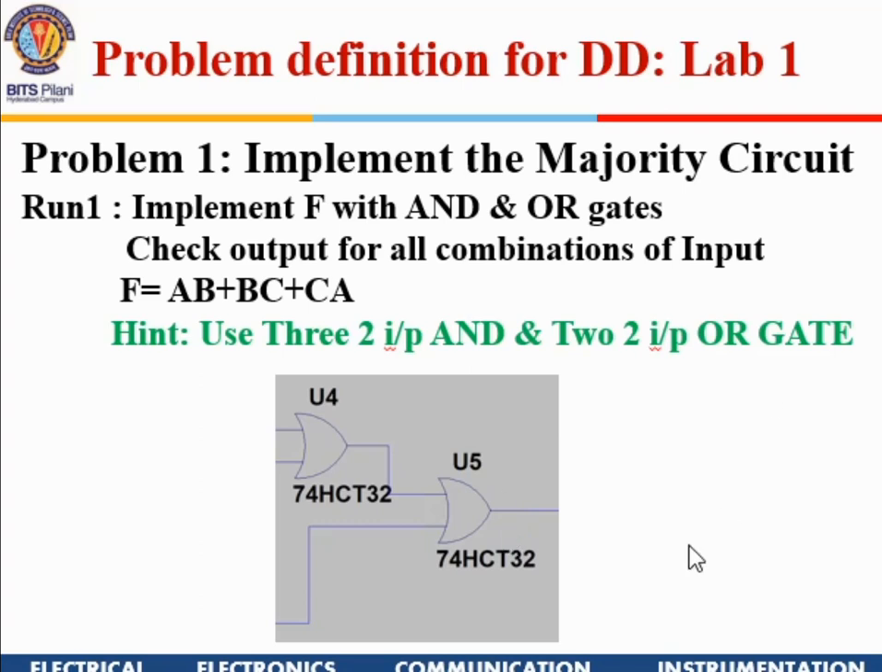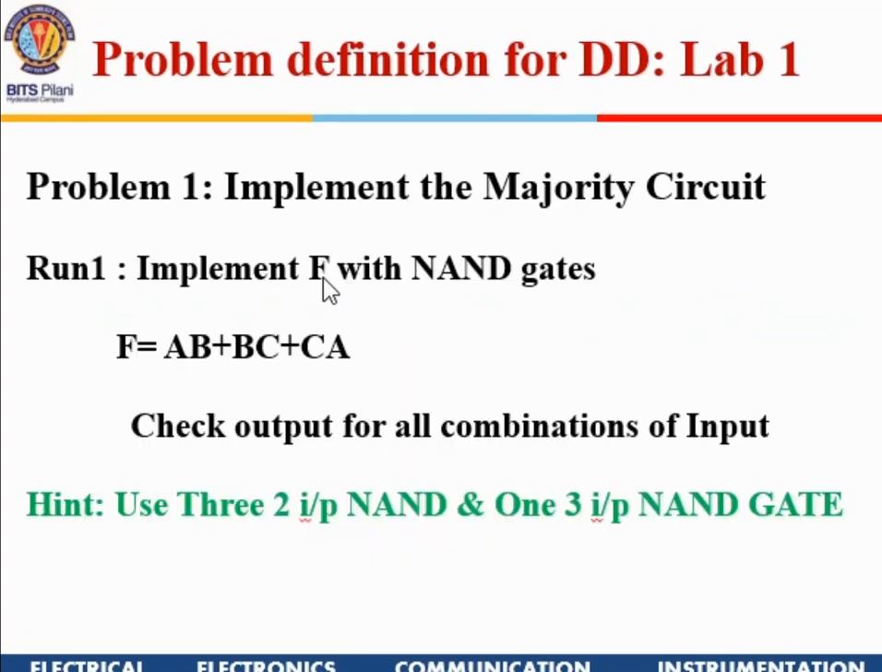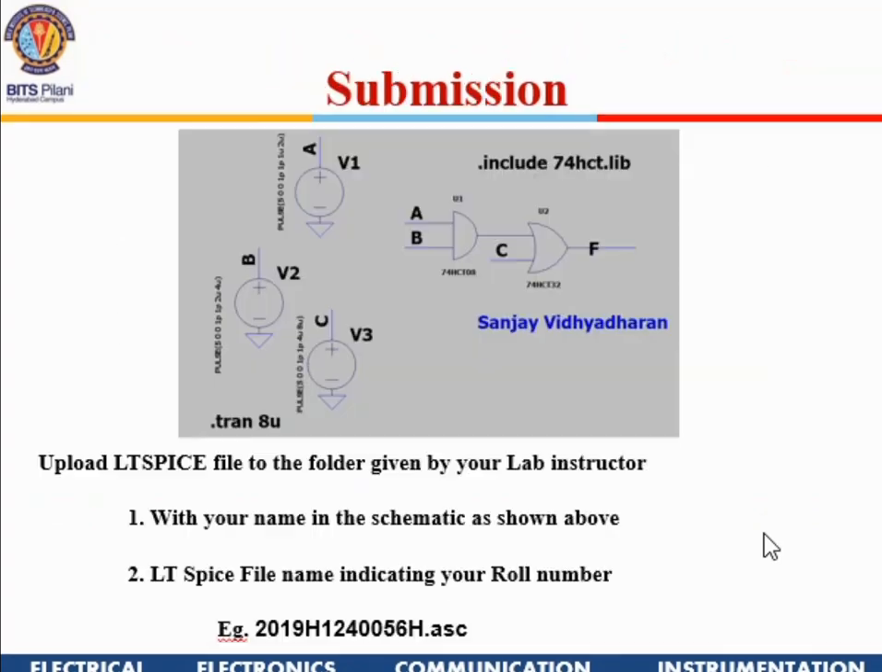So you're going to implement this using two input AND gates. And the 7-4 series doesn't have a three input OR, so you've got to use two input OR gates like this, which is shown here, to implement a three input OR gate, right? So similarly, you are going to make it using only NAND gates also. But you have a three input NAND gate also available in the TTL series, so you can use that.